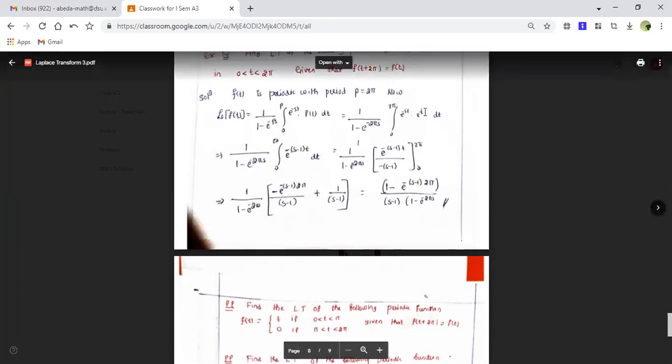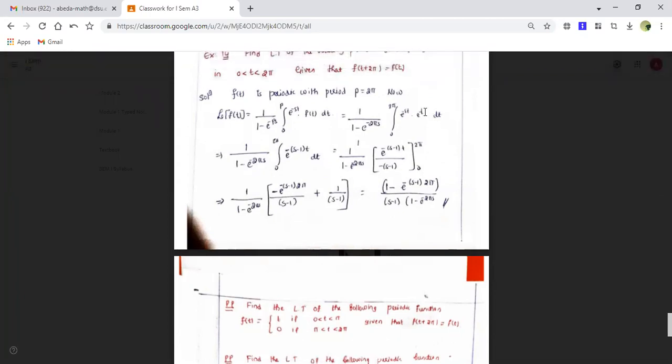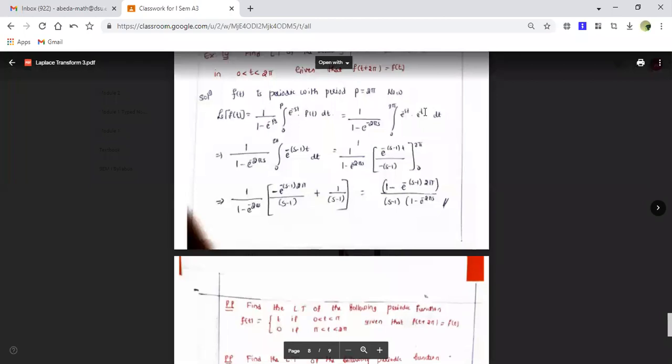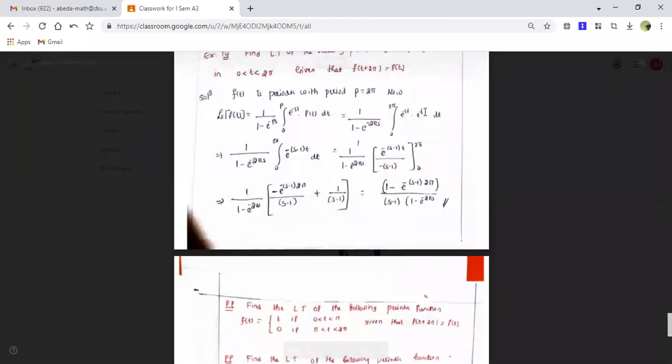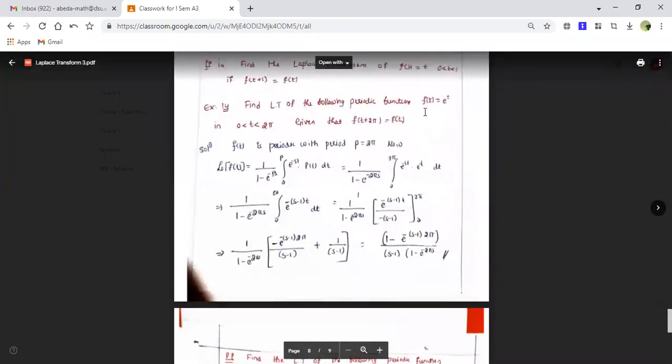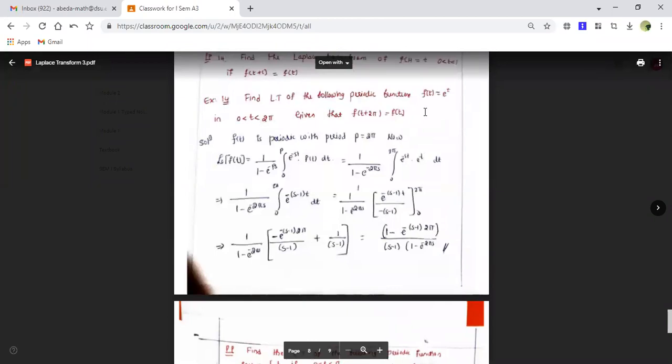If I apply 2 pi, we get this term, and if I apply 0, it is minus of minus, plus 1 upon s minus 1. So clearly you can rewrite this in this way. This is how, guys, you are supposed to solve the problems. This question may be asked for 2 to 3 marks.